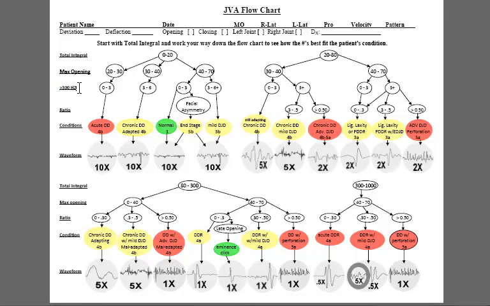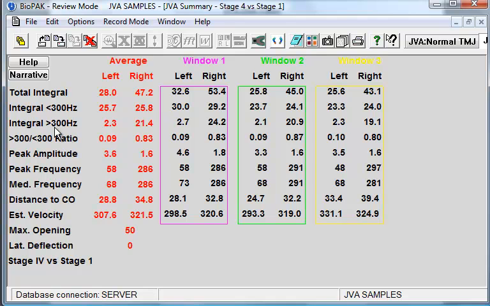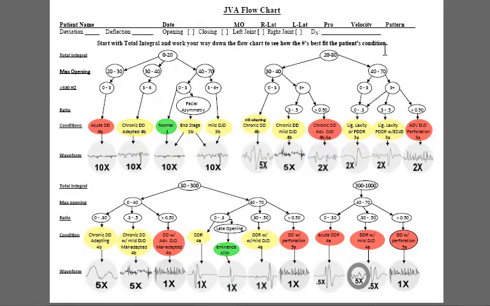Now we come to the question, how much energy above 300 hertz? Is it between 0 and 3 newtons per square meter, or greater than 3? Looking at our numerics, the energy above 300 hertz is 2.3 for the left and 21.4 for the right. So quite a bit more of that high frequency energy here on that right joint vibration. Looking at our flow chart, in the 20s goes over here to the right, between 0 and 3 goes down to the left. So our left joint actually goes right down here to the ligament laxity, partial disc displacement with reduction, or Piper stage 3A area. We also have some waveform examples to see, is that what the waveform looks like?